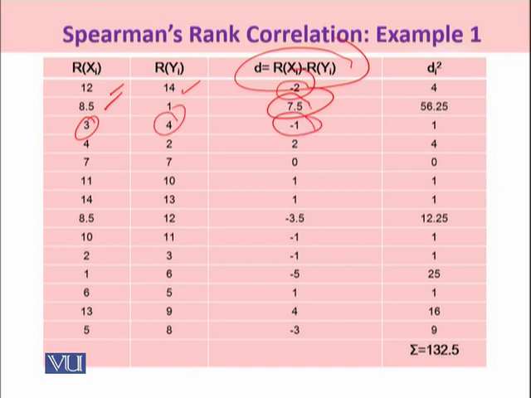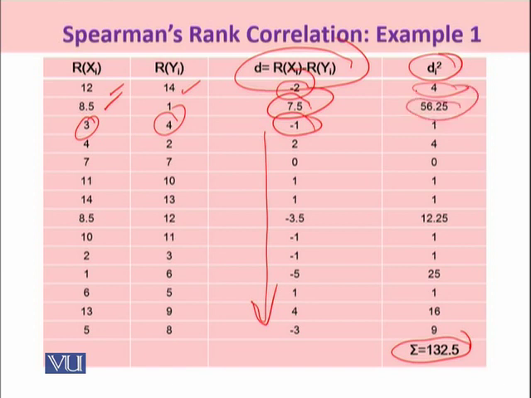Once you are done with calculation of all possible differences for the 14 pairs of observations, the next thing you need to calculate is di square. Students, you need a column of di square, because its sum is desired to calculate the Spearman's rank correlation. So the square of -2 will obviously give you a positive value of 4. The square of 7.5 is 56.25. And finally, -3 square will give you a value of 9.